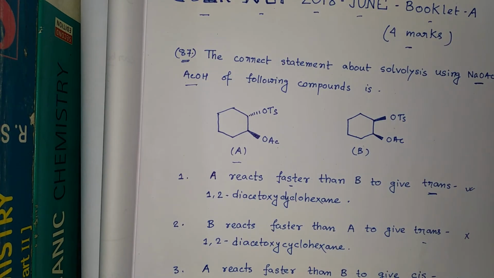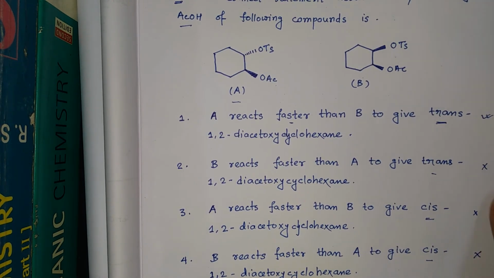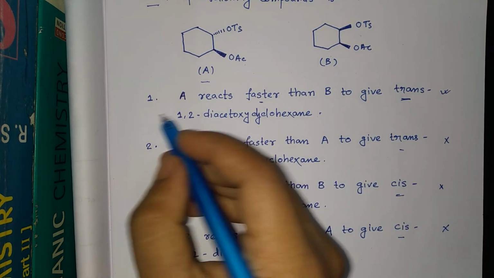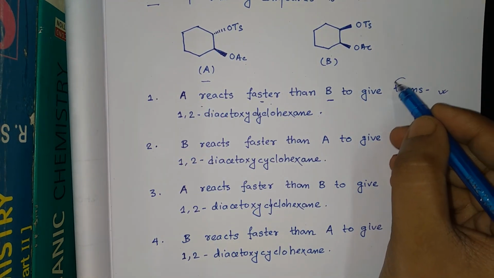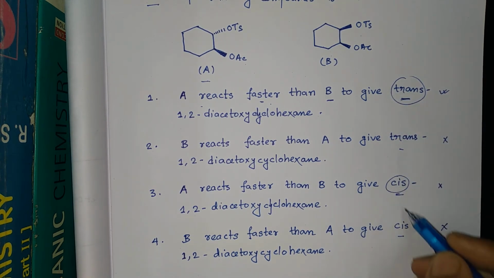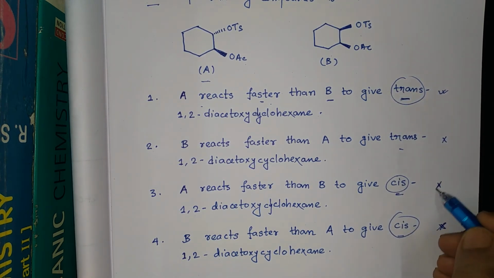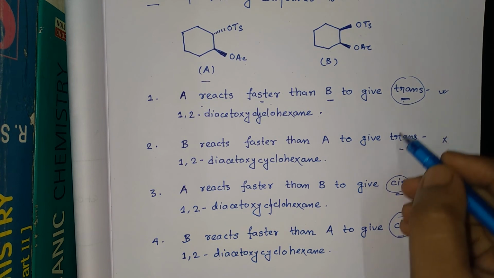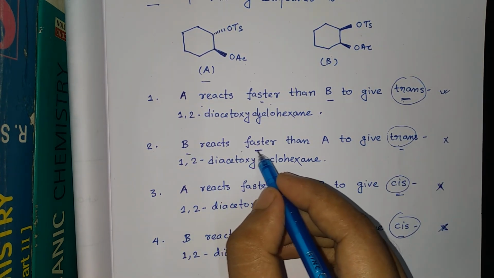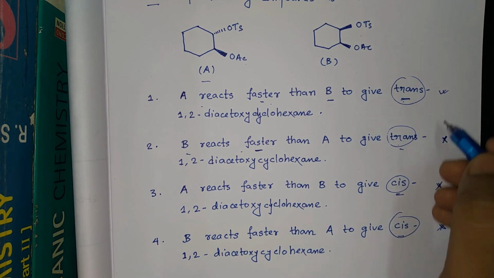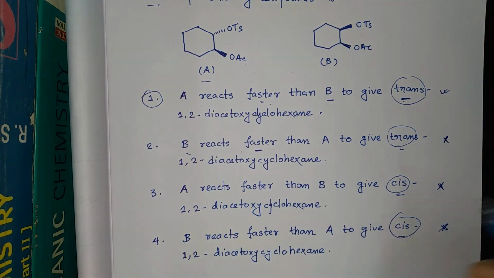So we will see the options. Among these options, in option number 1, A reacts faster than B, which is correct, and it forms a trans product. In these two cases it is a cis product, so they are not the correct answer. Here and here the trans product is there, but B reacts faster, which is not true. Therefore these are not correct. Hence option number 1 is the correct answer.